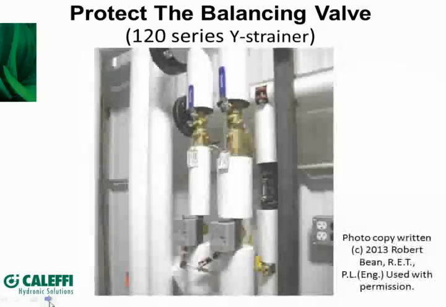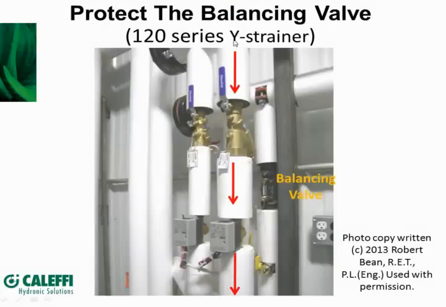So Y strainers do need to be maintained. Now here's an example of another balancing system. We can see right here a balancing valve called a QuickSetter that we'll get into in a few slides. So this is two circuits. Here's a Y strainer and a Y strainer. There's actually another balancing valve hidden behind this insulation here.